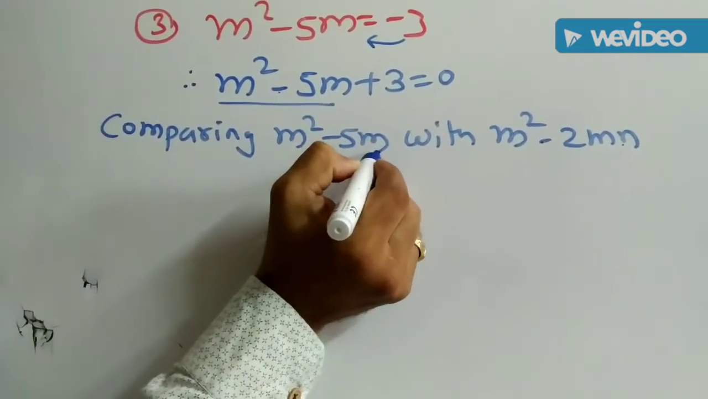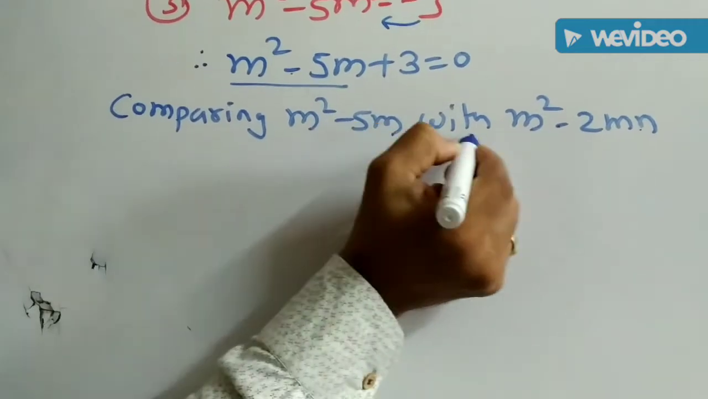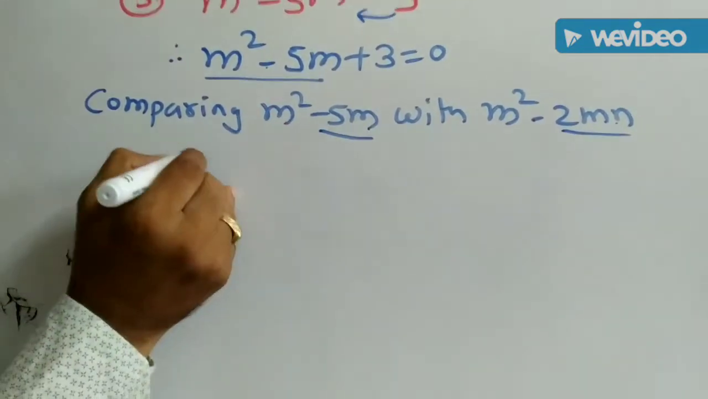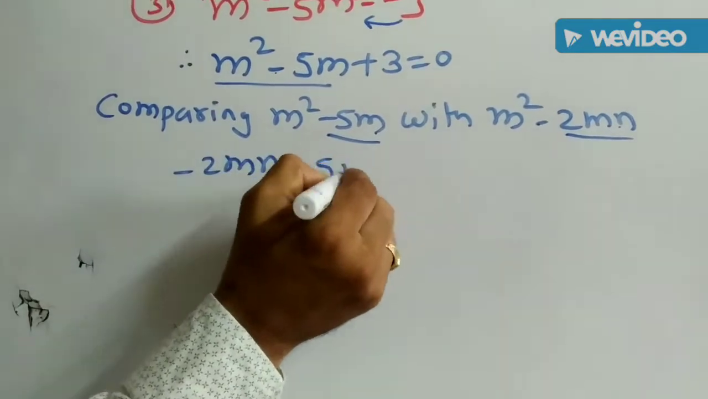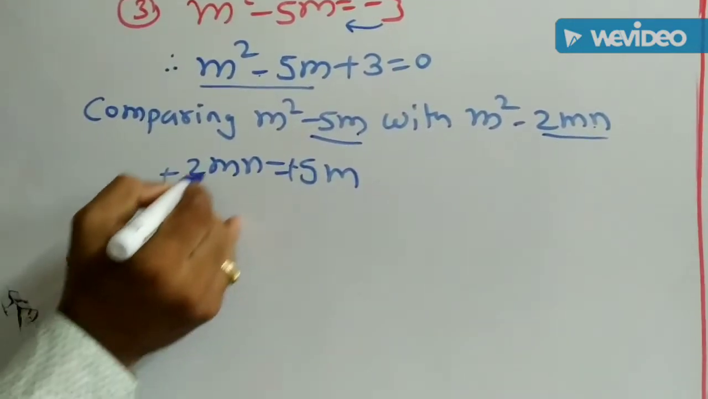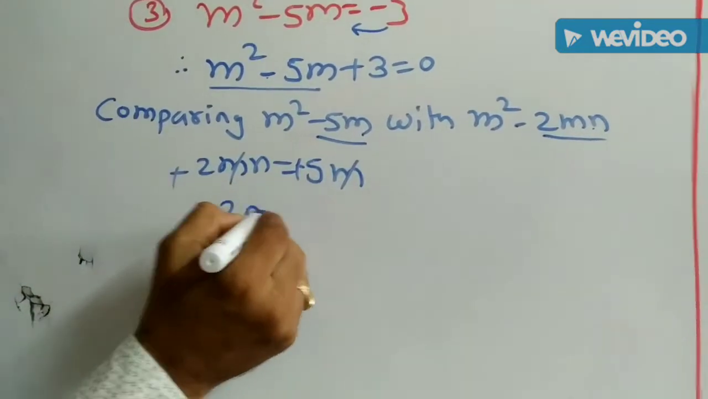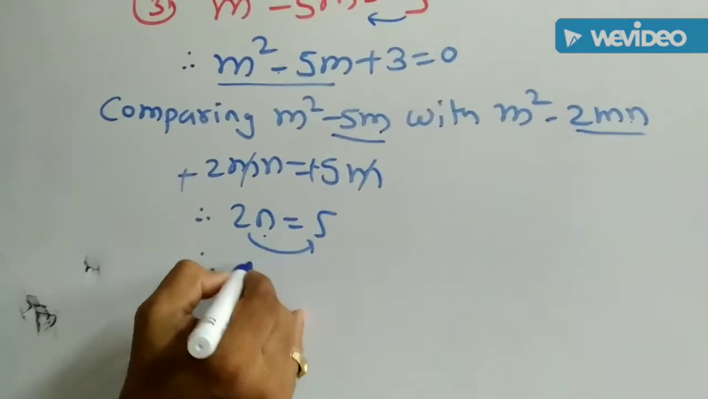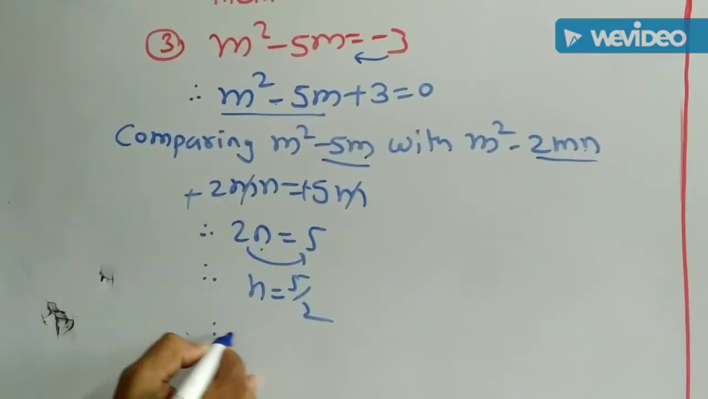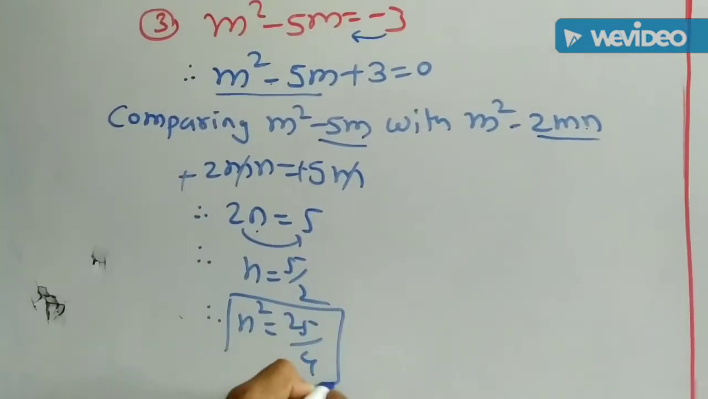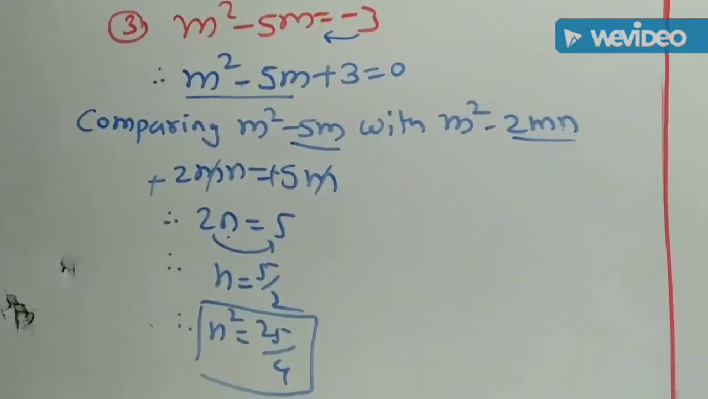Compare m square minus 5m with m square minus 2mn. Second term of both: minus 2mn is equal to minus 5m. Minus minus gets plus, m gets cancelled, 2n is equal to 5. To find the value of n, the multiplication by 2 gets converted to division. Now squaring this, 5 upon 2, the square is 25 upon 4.